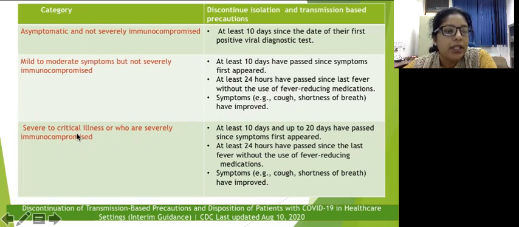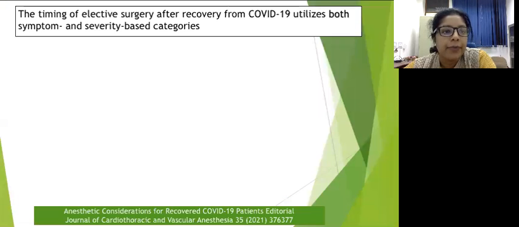Those patients who were severe to critically ill, or even if they are severely immunocompromised, we should wait for up to 20 days since the symptoms first appeared, and at least 24 hours should have passed since the last fever without the use of fever reducing medications, and symptoms should have improved. So, these patients can be assessed like any other routine patient. While the patients who do not meet these criteria can go for tele PACs, because the isolation criteria is not completely fulfilled.